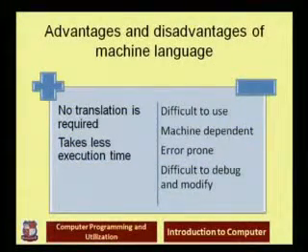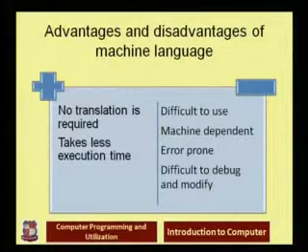Now we will discuss the advantages and disadvantages of machine language. Every language has some advantages and disadvantages. So what are the advantages of the machine language? The first advantage of the machine language is that no translation is required. As we have discussed earlier, machine language is very close to the native language of our computer system, that is binary. So in machine language, we write the code directly in binary codes.